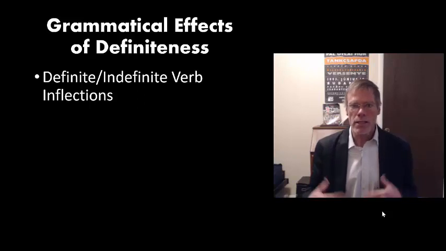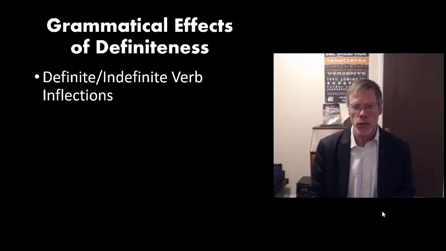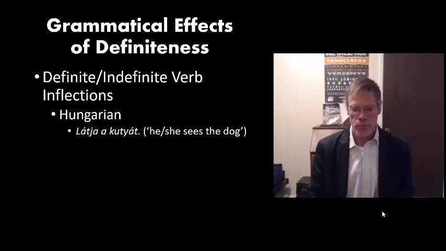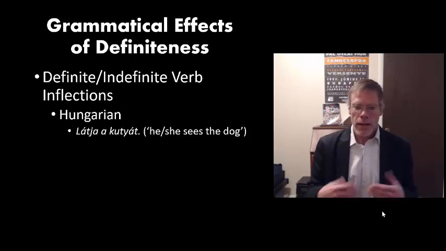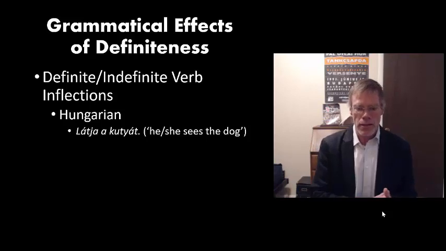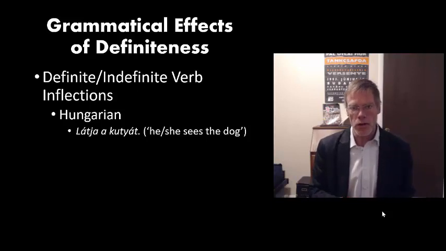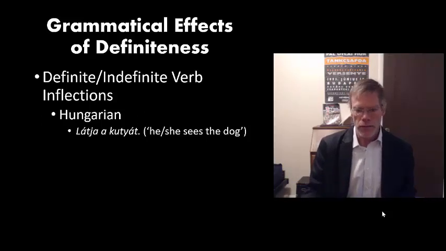Another place where we see these grammatical effects of definiteness are in languages where there's an indefinite inflection on verbs and a definite inflection on verbs. Hungarian is a good example of this. So, for example, if you wanted to say he, she sees the dog, you would say látja a kutyát. So látja is the verb see, inflected for third person. Notice pro drop there. There's no overt third person pronoun. So látja is inflected, though, with a definite verb inflection, meaning that its object is going to be a definite noun phrase, a kutyát, the dog in this case.